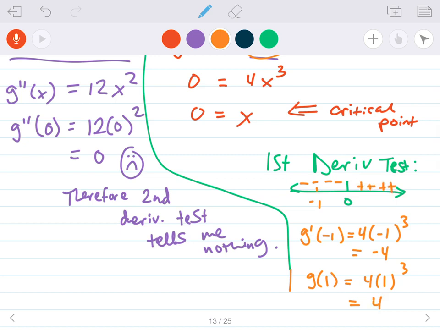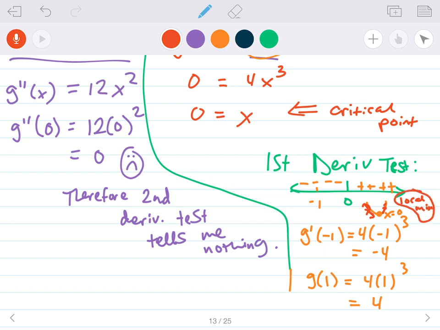So I'm going from negative to positive. So this actually tells me, the first derivative test tells me that at x equals 0, since, you know, my tangent is going from a negative slope to a positive slope, this thing is a local min, okay? This thing is a local min because I'm going from negative to positive.